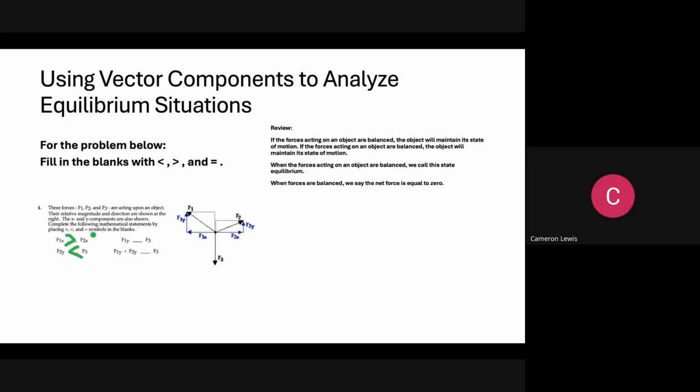Now let's go with over here. Compare F1Y with F3. F3 still looks to be the bigger one. So greater than, less than, or equal to? Less than. Now let's think about it. If I was to take the sum of F1Y and F2Y and add them together, would they be greater than, equal to, or less than F3?